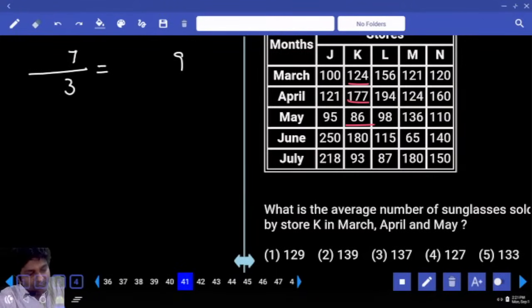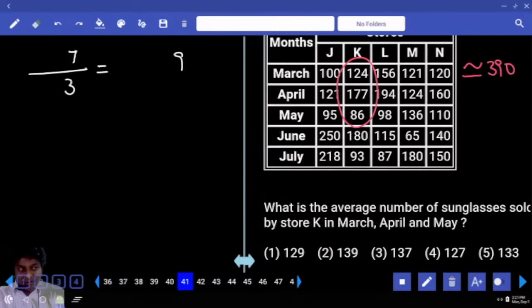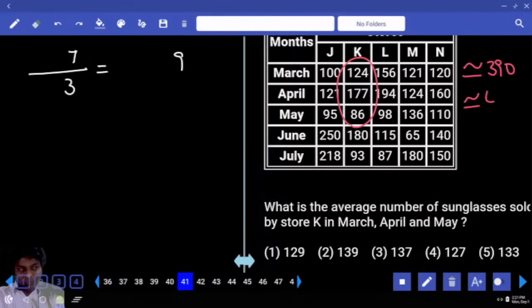129, 139. Okay. Close to 130. If the average is 130, the sum will be 390. Close to 140. If the average is 140, the sum will be 420. So, by adding this, we need to decide whether it is close to 390 or close to 420. I don't want to calculate the exact number because we already identified the last digit.